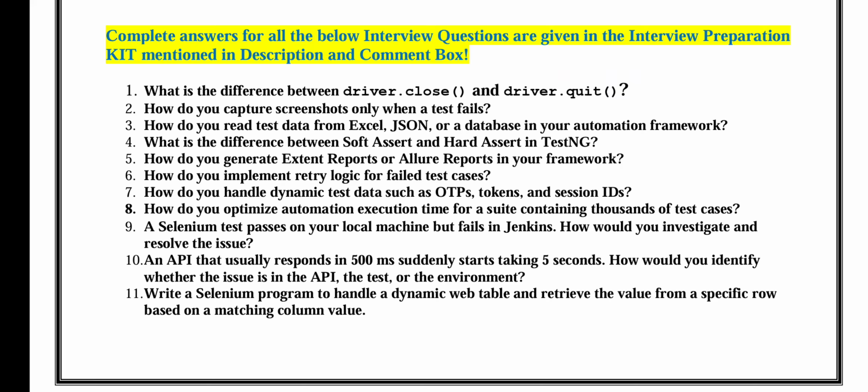How do you optimize automation execution time for a suite containing thousands of test cases? A Selenium test passes on your local machine but fails in Jenkins. How would you investigate and resolve the issue? An API that usually responds in 500 milliseconds suddenly starts taking 5 seconds. Okay, so how would you identify whether the issue is in the API or in the test or in the environment? Can you write a Selenium program or the code snippet to handle a dynamic web table and retrieve the value from a specific row based on a matching column value?